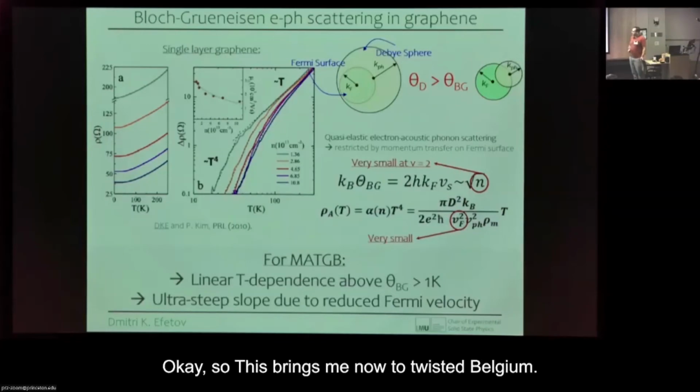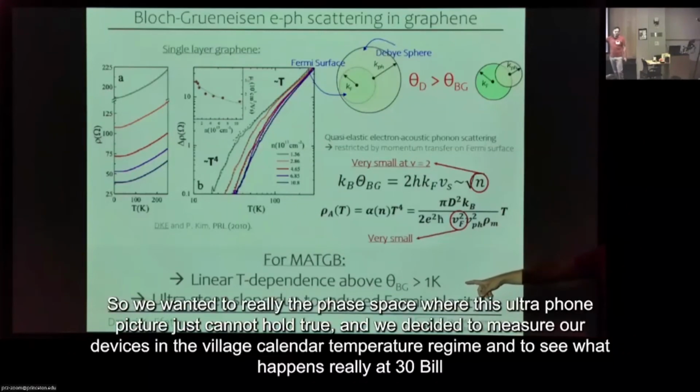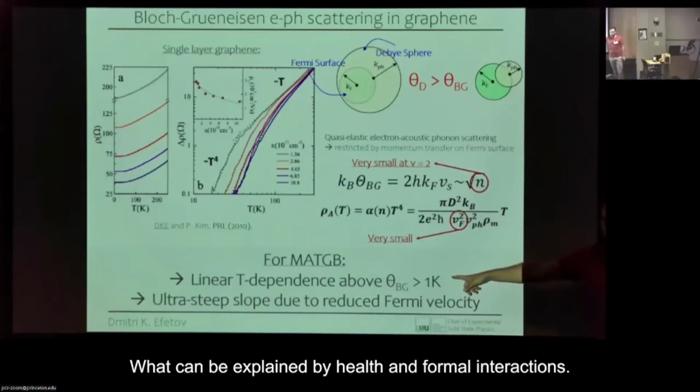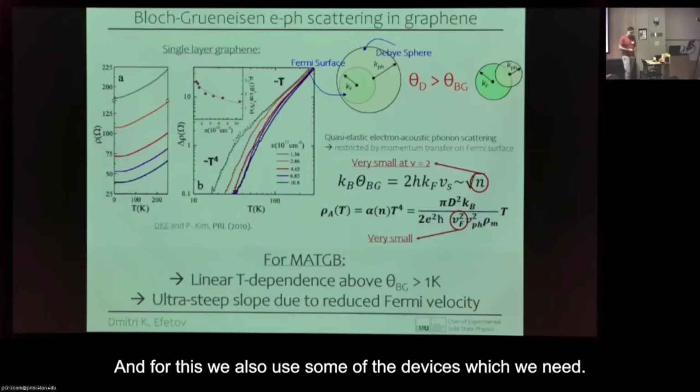Okay, so this brings me now to twisted bilayer graphene. So we wanted to study the phase space where this electron-phonon picture just cannot hold true, and we decided to measure our devices in the millikelvin temperature regime and to see what happens at 30 millikelvin, way below what can be explained by electron-phonon interactions.